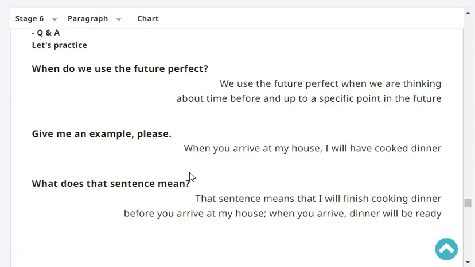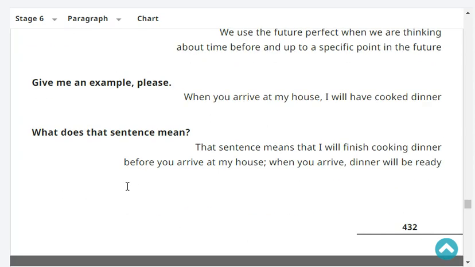When do we use the future perfect? We use the future perfect when we are thinking about time before and up to a specific point in the future. Give me an example, please.